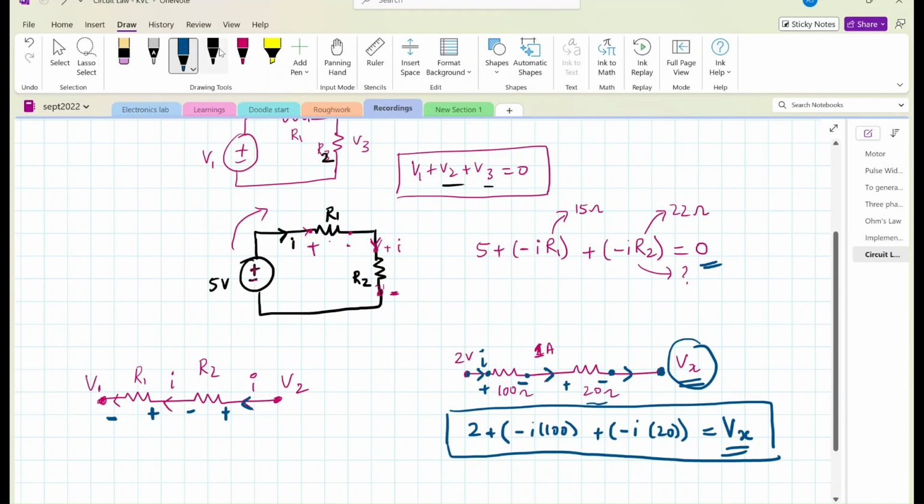Now I can start writing the KVL. So if I'm going to start writing from here, I can say V1 is the point I'm starting, plus the drop across the resistor R1. What's the drop across the resistor R1?